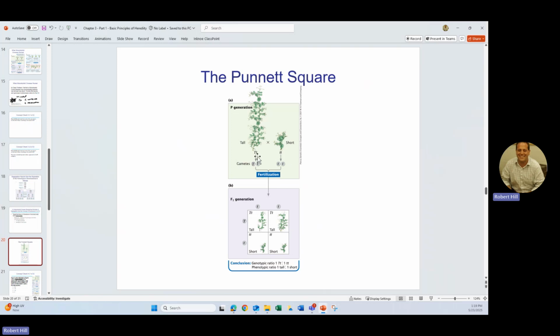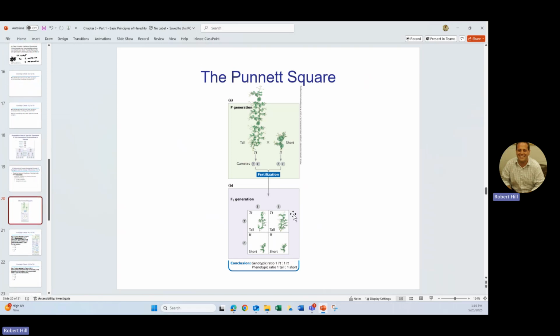Okay, so when you start doing different crosses, now you start getting different ratios. But with monohybrids, whenever you do two true breeding plants that are differing in only one characteristic, you always get a 1 to 2-to-1 genotypic ratio and a 3-to-1 phenotypic ratio, okay?